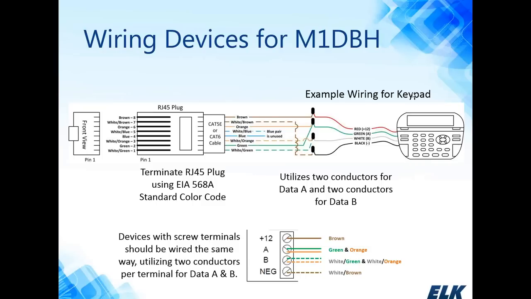This diagram, while we're showing a keypad here, also applies for the input expander, the output expanders, the wireless receivers, the serial port expanders, basically anything that wires to the M1 data bus, and you're going to use the data bus hub, the wiring would be the same at the device.